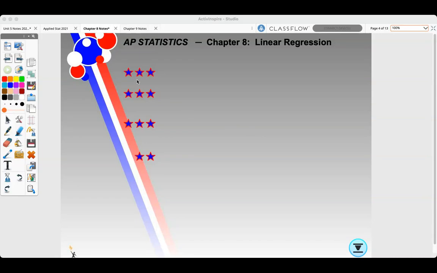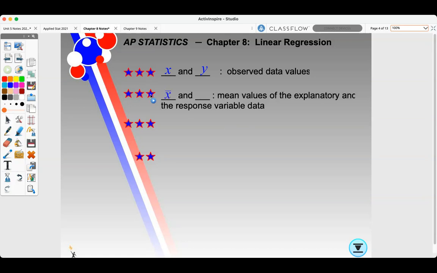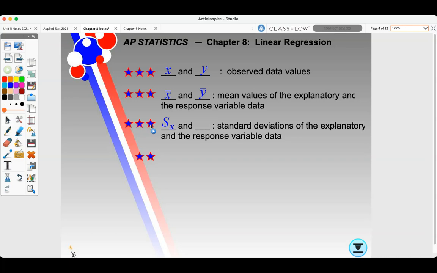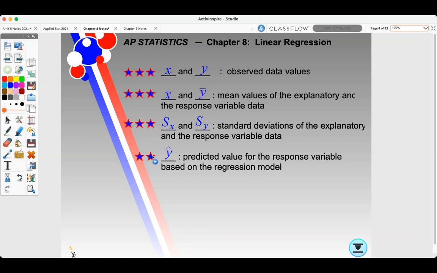Today we're going to talk about Chapter 8, Linear Regression. X and Y are observed data values. X bar and Y bar are mean values of the explanatory and response variable data. The standard deviation of X and the standard deviation of Y is the standard deviation of the explanatory and response variable data. Y hat is the predicted value for the response variable based on the regression model.